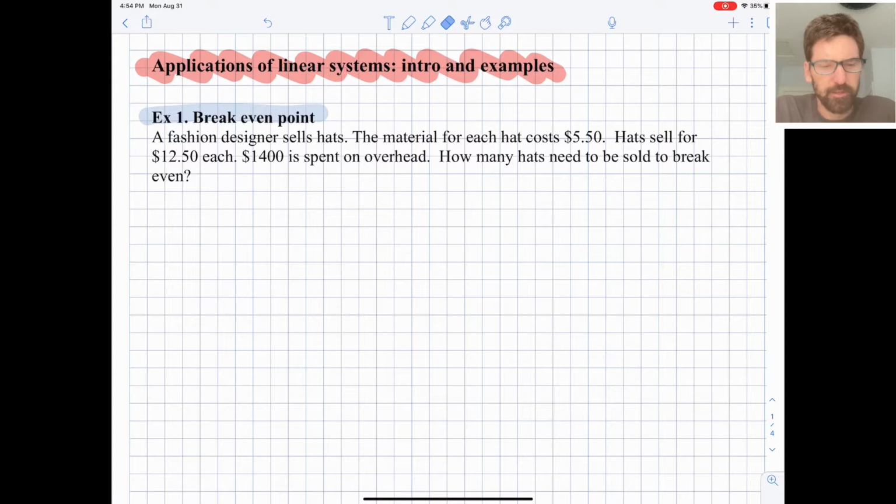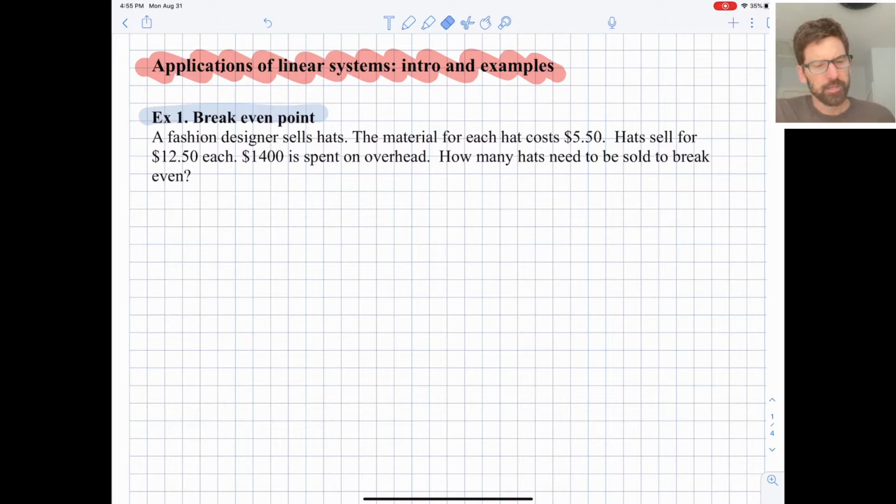So the first one I want to show you involves a classic systems of equations problem that you might encounter in a business, where you might want to find your break-even point, where your revenues reach your costs so that your profit becomes positive. The scenario here is a fashion designer is selling hats, and the material for each hat costs $5.50, and hats sell for $12.50 each, and $1,400 is spent on overhead. So how many hats do we need to sell to break even, to actually get into the black, out of the red, and actually make a profit?